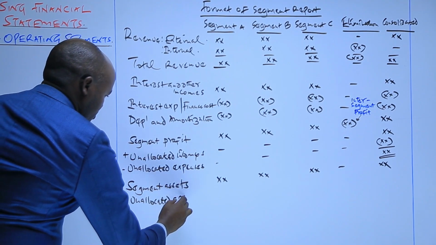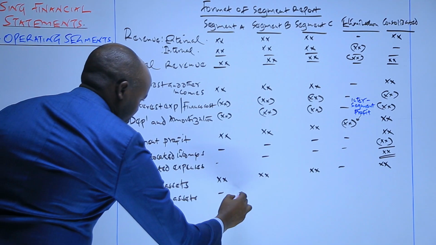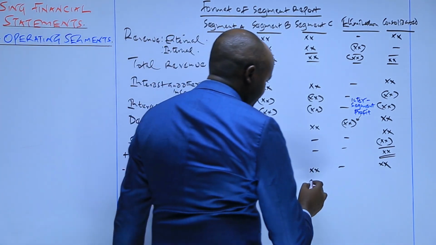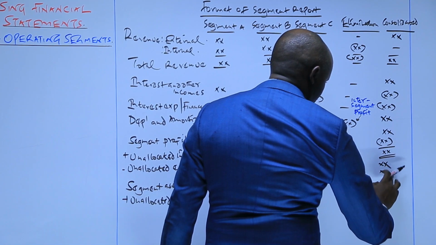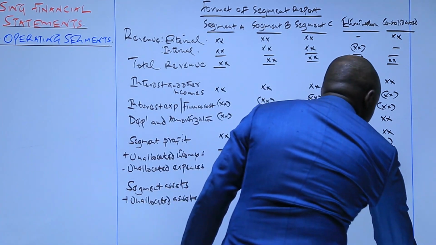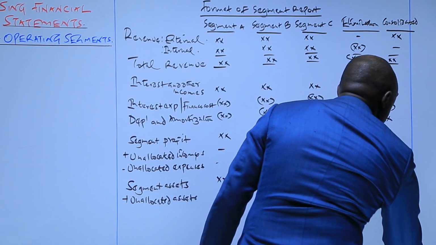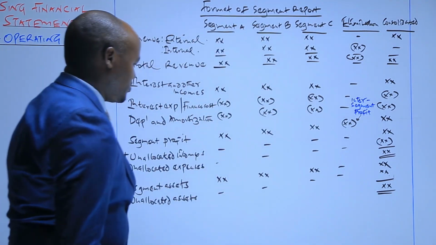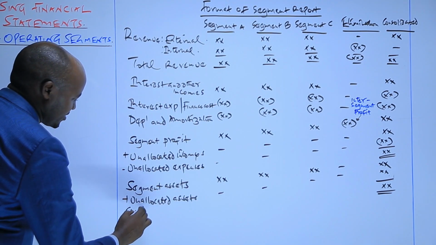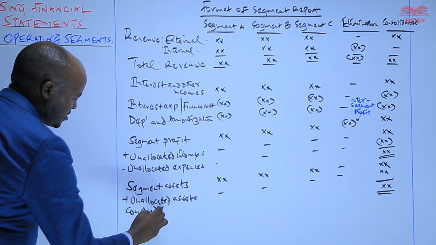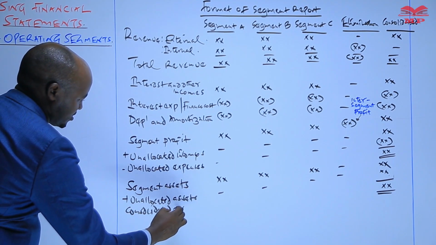unallocated assets. So unallocated assets, equally these are those assets not identified with a particular segment. And we get the total here, which now is known as consolidated assets.